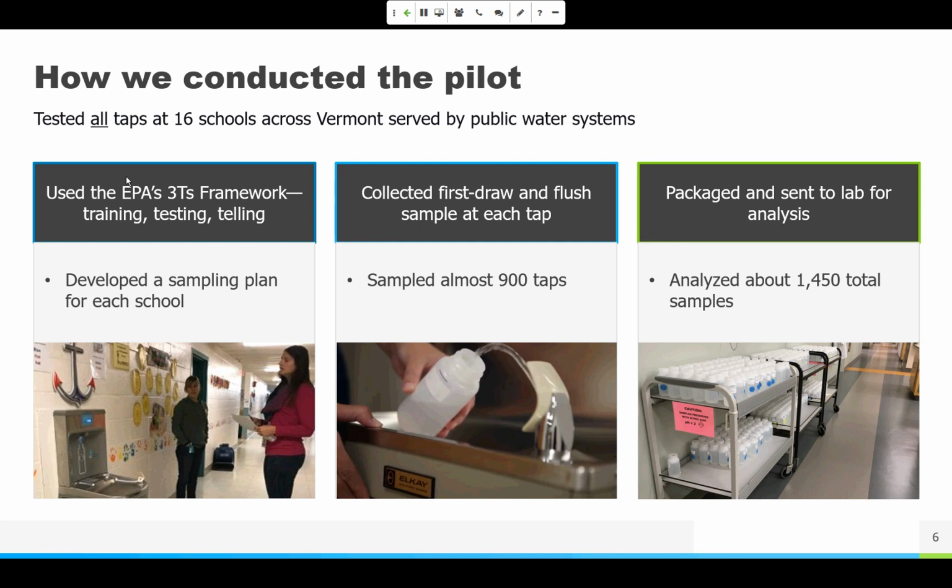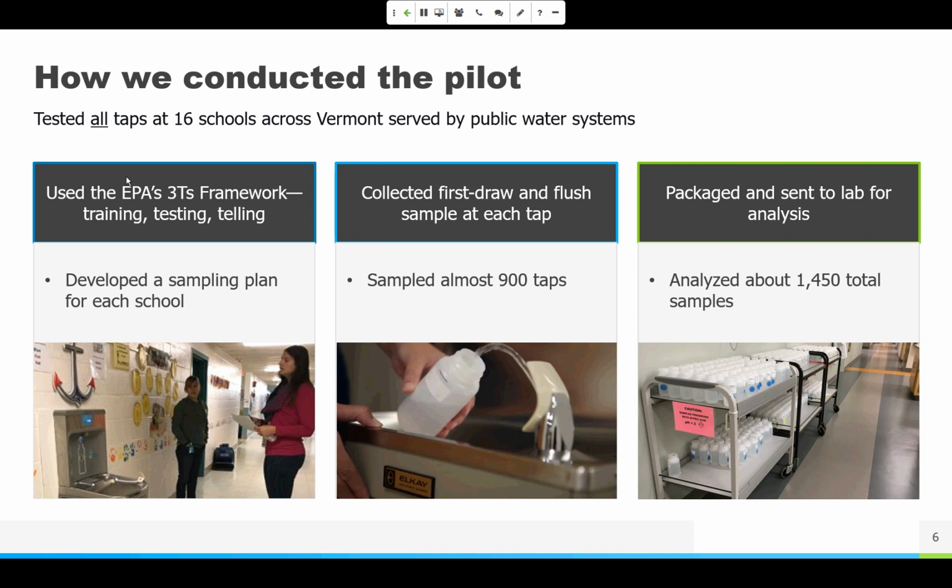The testing protocol that we used in the pilot was largely based on the Environmental Protection Agency's 3 T's for reducing lead in drinking water in schools guidance document. In doing this, we also were able to give schools a lot of assistance, helping them develop school-specific plumbing profiles, sampling plans that they could follow, and we also provided templates to help schools notify parents, guardians, and staff about the program, about the results, and the testing that was going on.